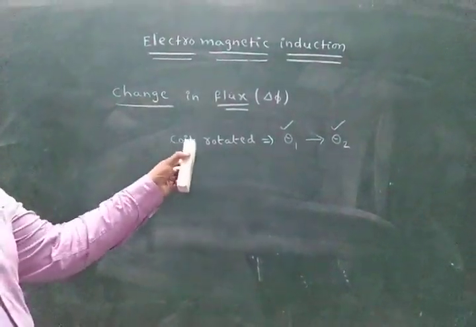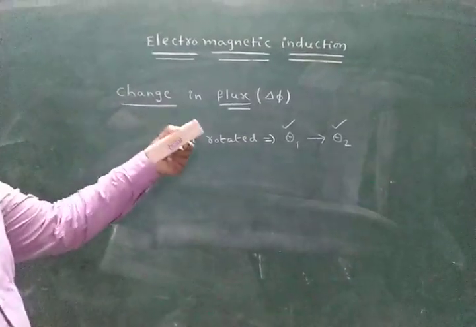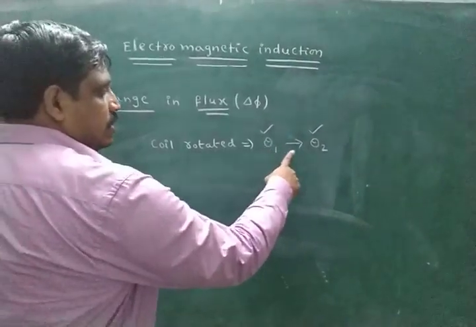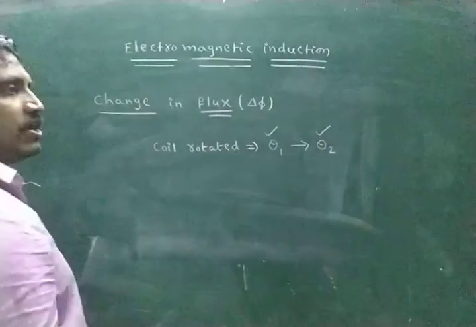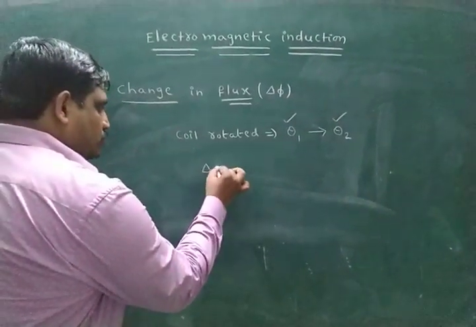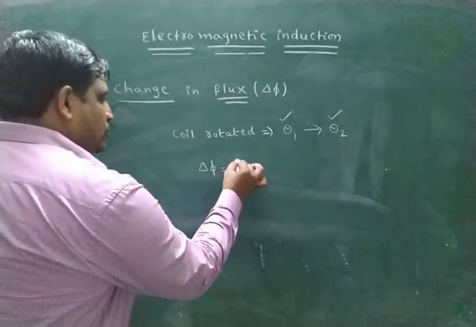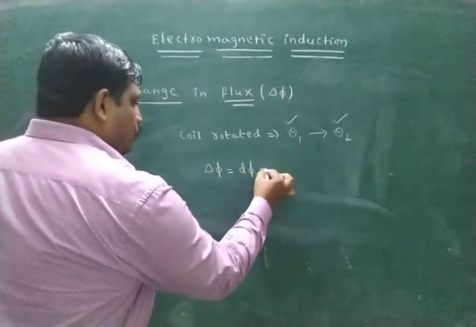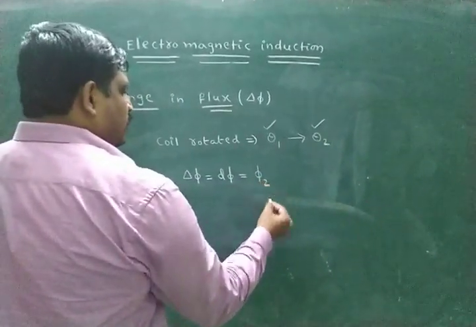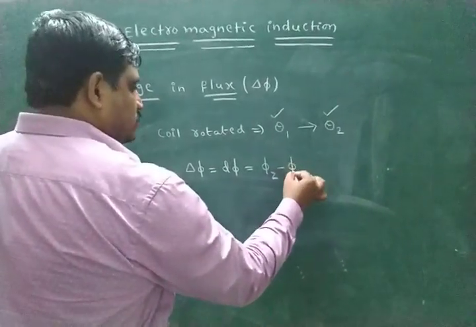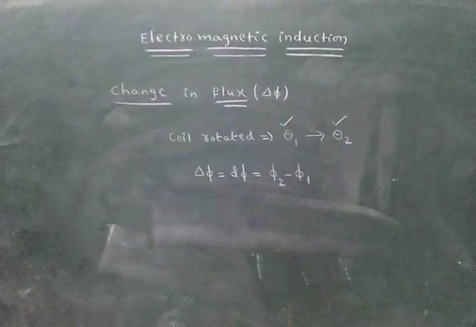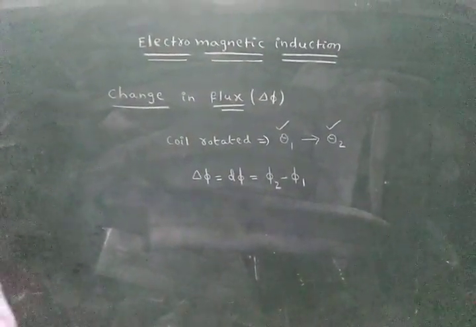Here the coil rotated. Because of the rotation, the angle between B and A goes from an initial angle theta 1 to theta 2 after some time. In this situation, the change in flux is denoted by delta phi or d phi. According to this situation, d phi is written as final flux minus initial flux.